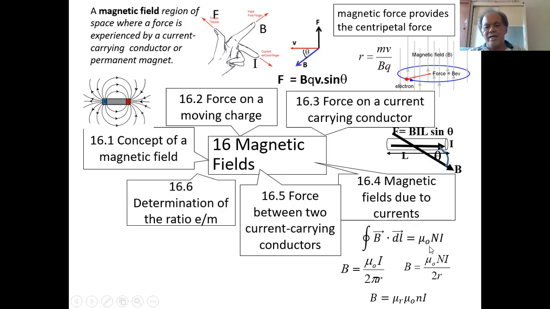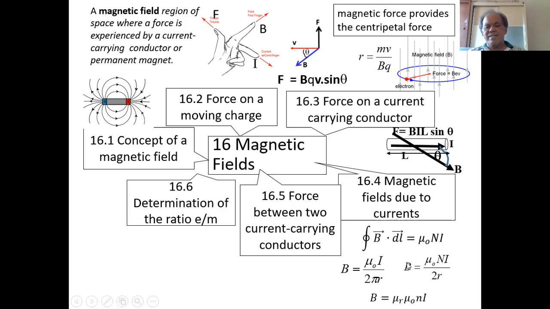And then we look at a loop or a coil. That is the formula for the field at the center of the loop. Then we look at solenoid. If the solenoid is air core, then you can put this one as 1. If the solenoid is made of iron, a ferromagnetic material, then you have to put mu r.